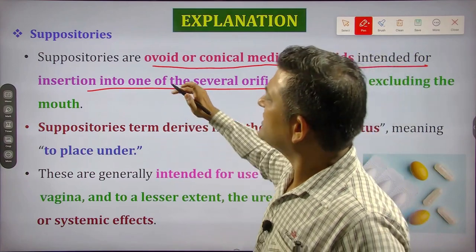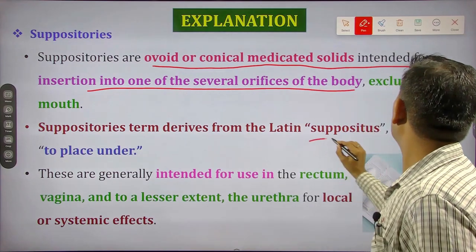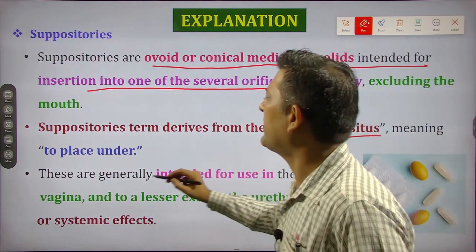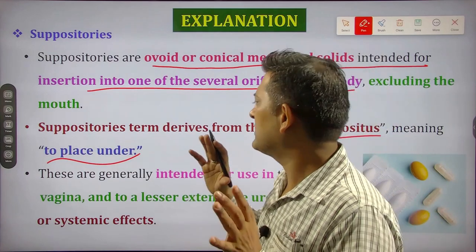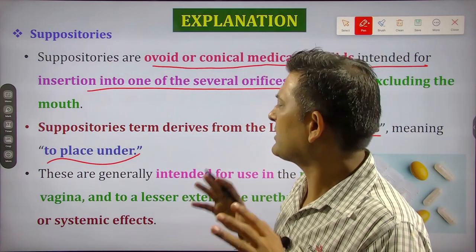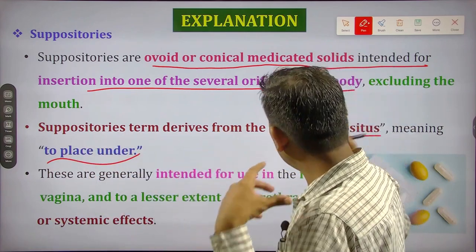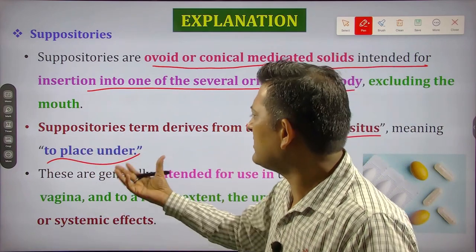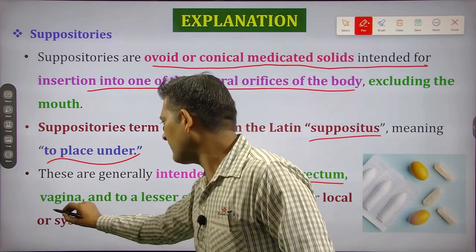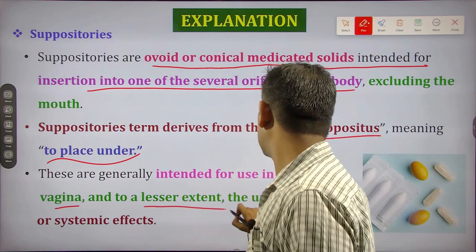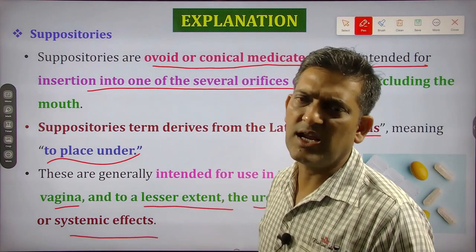So this is the definition of suppositories. The term suppository is derived from the Latin suppositus, meaning to place under. They are generally intended for use in the rectum, as already discussed, the vagina, and to a lesser extent the urethra, for local and systemic effects or action.